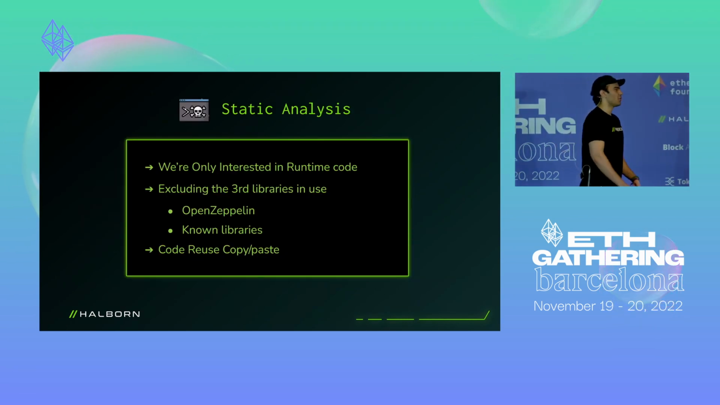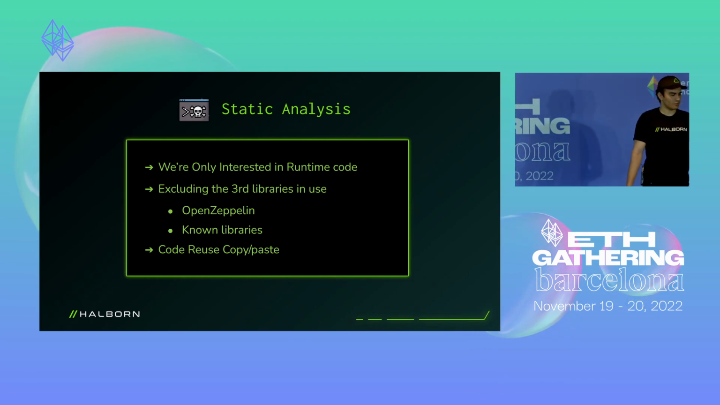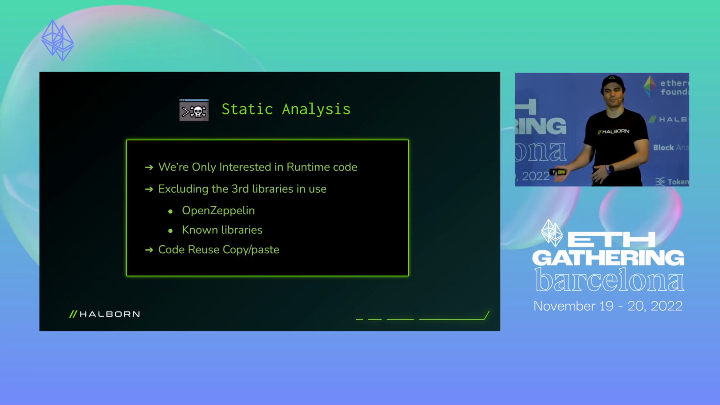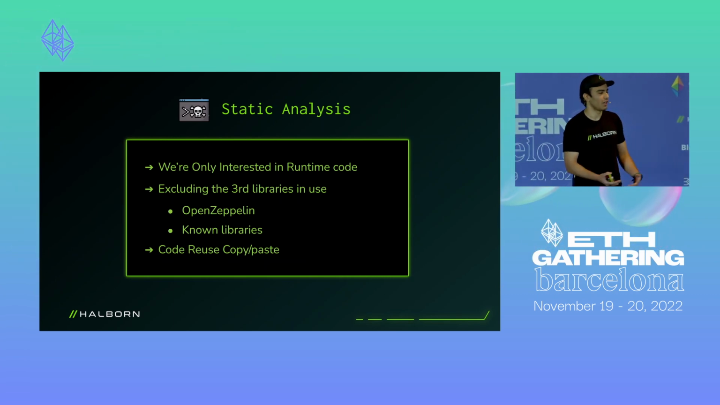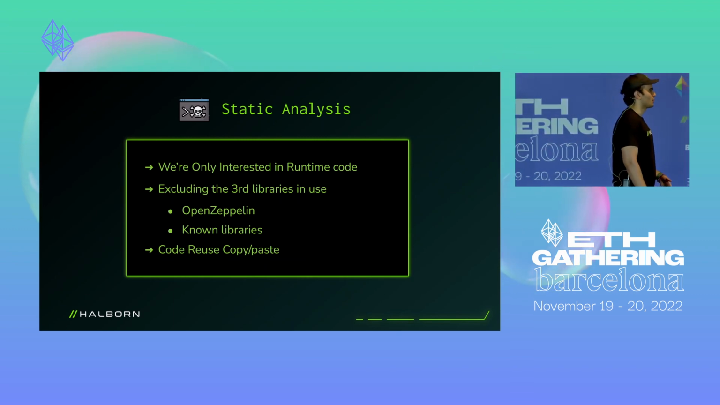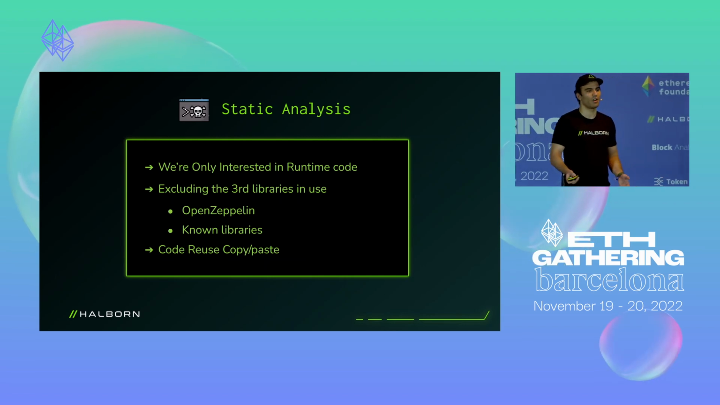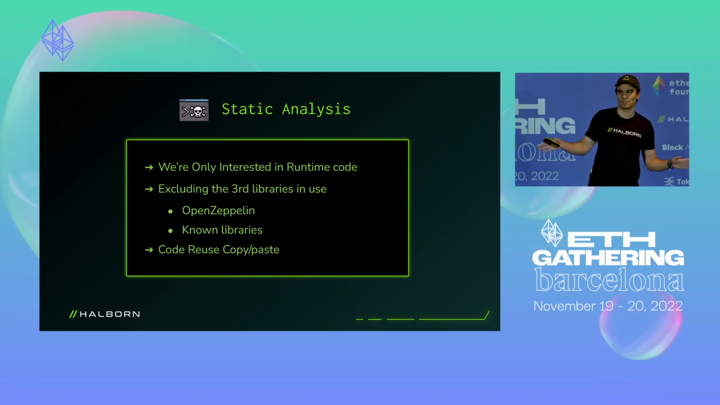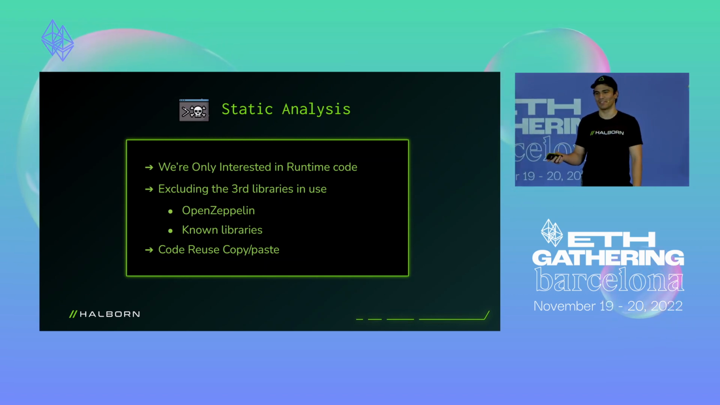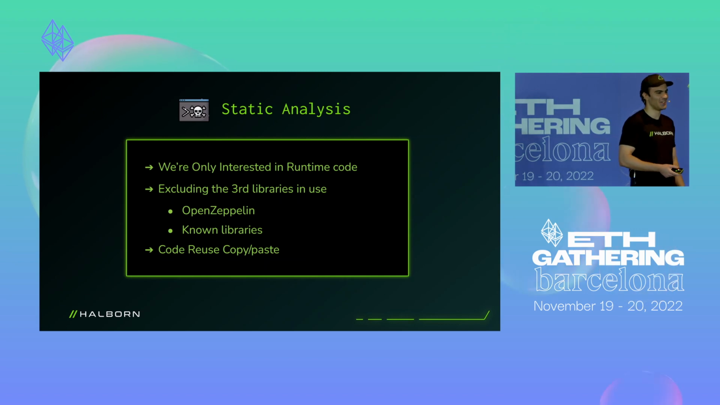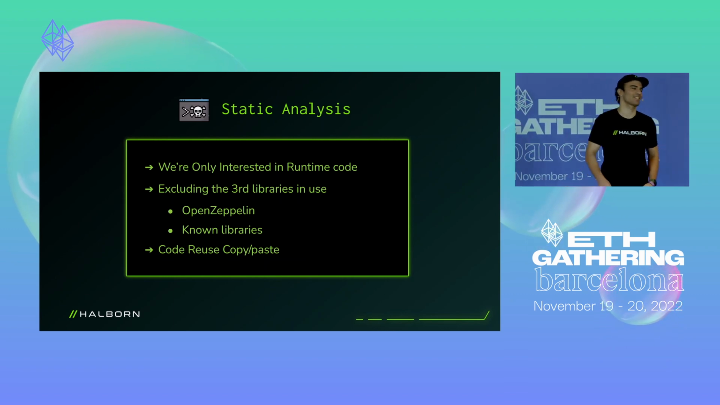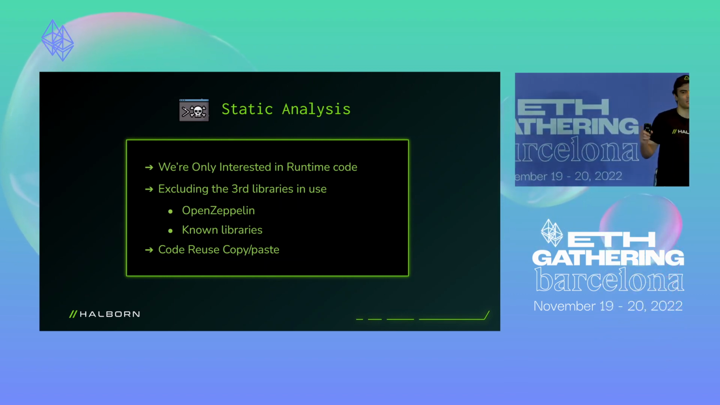For static analysis, we are only interested in the runtime code, as I mentioned. We want to exclude third-party libraries like OpenZeppelin and other known libraries, because we really don't need to audit them. They have been audited before, and we don't really need visibility into them. And then code reuse: all of you Solidity developers, I know how many developers are here. Okay, that's a lot. Who doesn't copy-paste code for Solidity? So people just copy-paste Solidity code from different projects, and that actually generates some sort of signature.